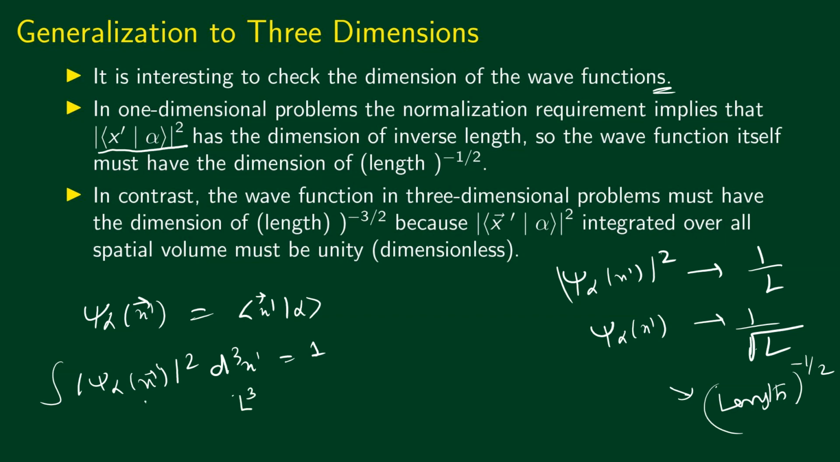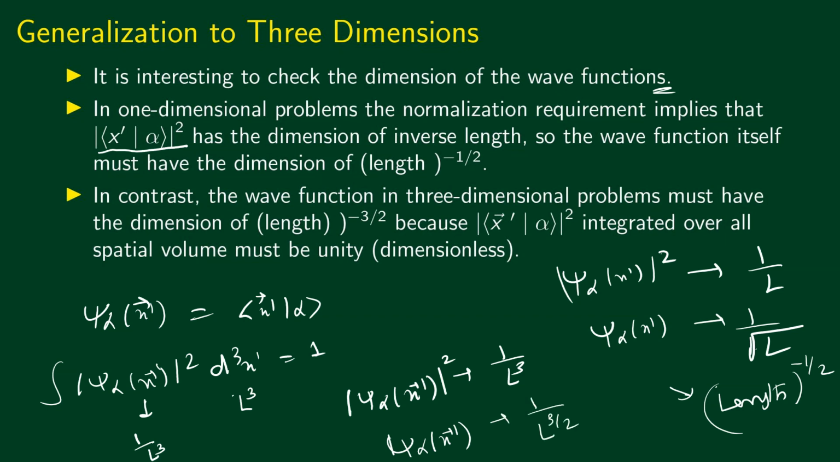That means that modulus square of psi alpha of x vector prime should have the dimensions of 1 by L cube. So we see that modulus psi alpha of x vector prime should have the dimensions of 1 by L cube, and modulus squared has dimension 1 by L cube, so that the whole thing is dimensionless. This means that psi alpha of x vector prime should have the dimensions of 1 by L raised to 3 by 2, or generally length raised to minus 3 by 2. So that's the dimension of the wave function.